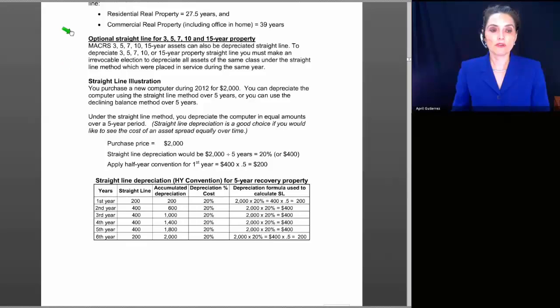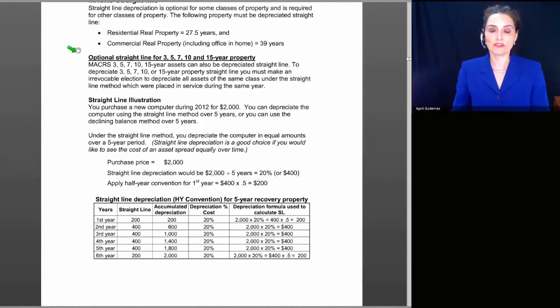And therefore, office and home is 39 years, as is any other commercial use real property. Now, even though you can use accelerated method for other types of property, you can still choose to use straight line. So there is an optional straight line that can be used for 3, 5, 7, 10, and 15-year property. All of these assets can be depreciated straight line, and to depreciate any of these assets straight line, you must make an irrevocable election to treat all assets of the same class under the straight line method that were placed in service during that same year.